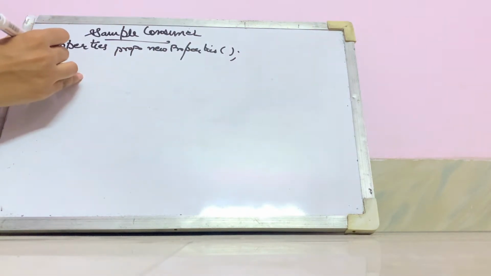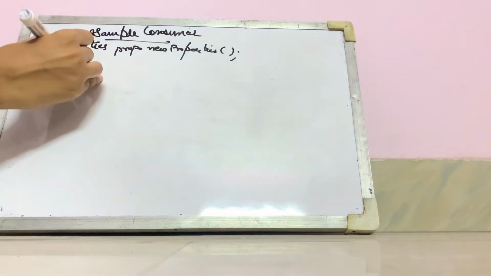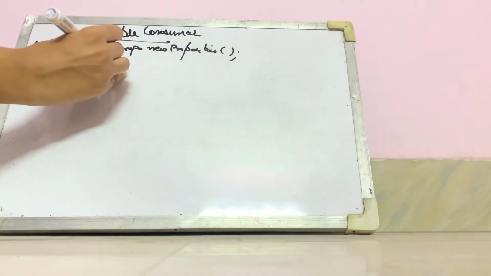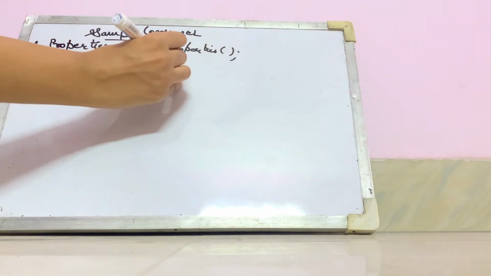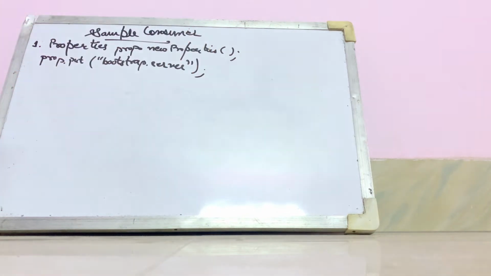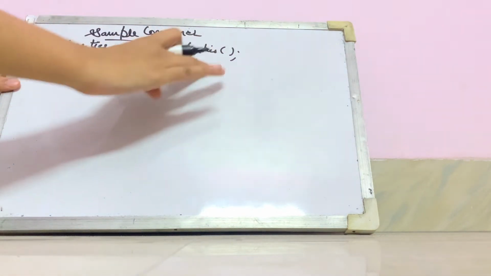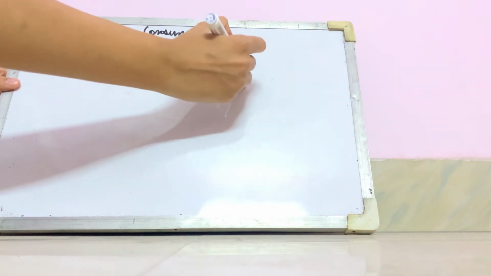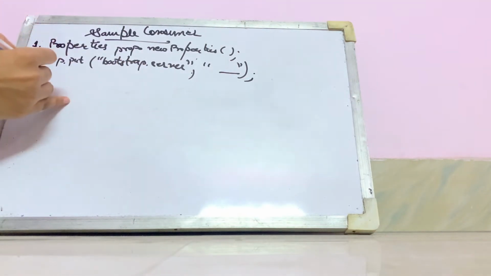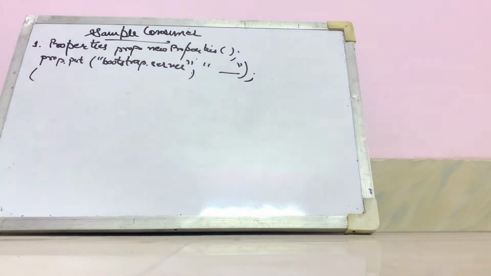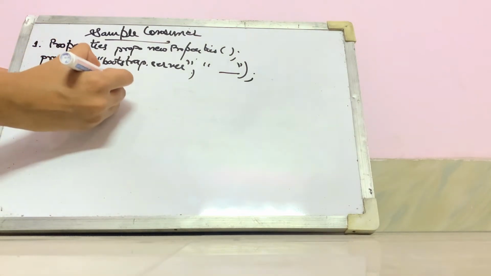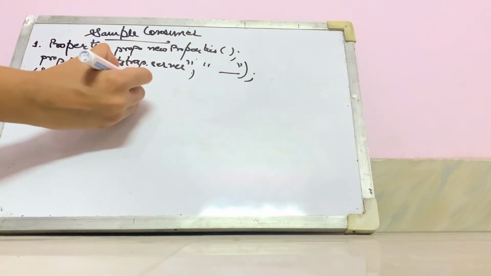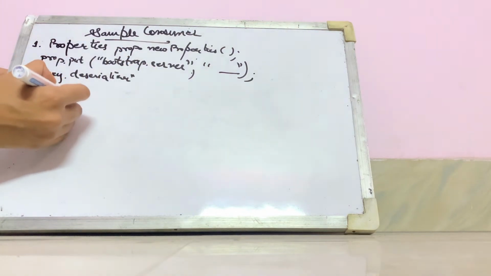And in the properties object, what all we are going to set? Number one will be the bootstrap server, from which server it should read messages from. The value will be whatever our server is. Then in the producer we have used key serialization and value serialization. Here we will use key deserializer and value deserializer.